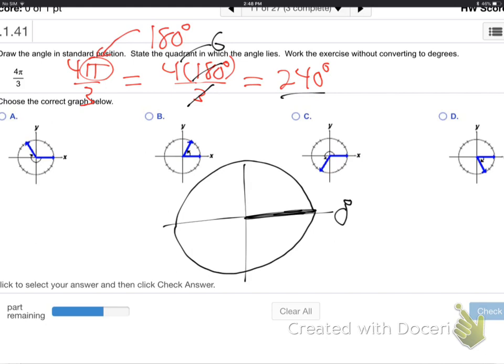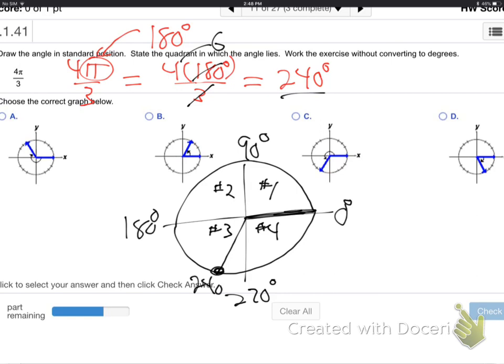So go upward, how far? 240. If I go straight up, that's 90, remember? If I go here, that's 180. Down here's 270. So it's got to be in between them, so it's down here. Do you know the quadrant numbers? This is quadrant number 1, number 2, number 3, and number 4. Four quadrants. So 240 is over here somewhere in the third quadrant.